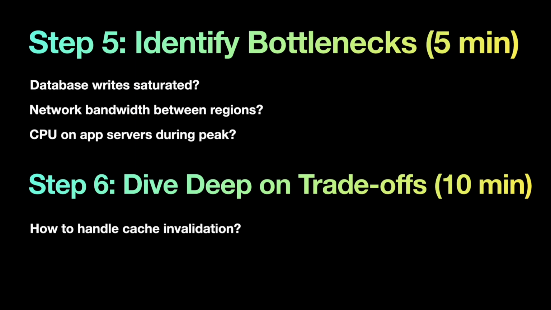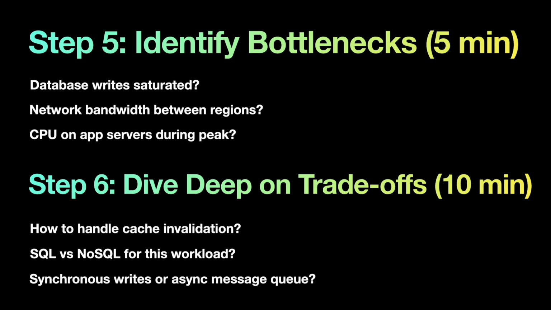And there are multiple ways to handle cache invalidation, right? You have designed a database, but should it be SQL or NoSQL, right? And that is where you evolve different types of database choices and what is the right fit for this design, right? Will there be synchronous writes or an asynchronous message queue, right?